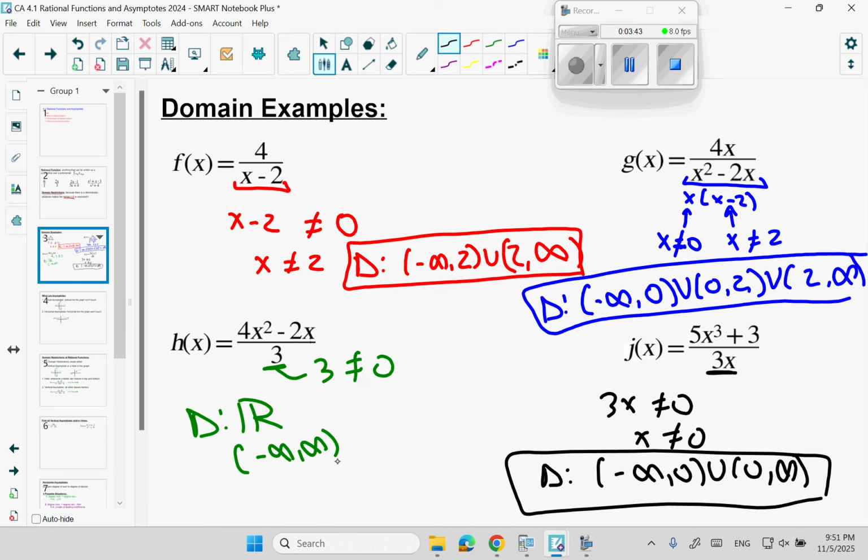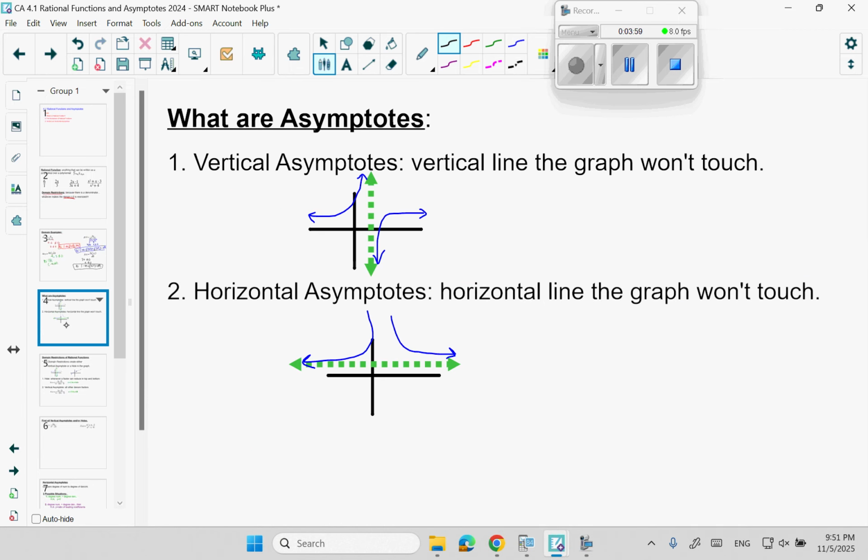Now, what happens at those points that we're talking about, in this case 2 for that first equation, 0 as well as 2 for this one? This one didn't have anything, but this one at 0 as well. Well, depending on what's going on, we could have an asymptote. An asymptote is a vertical or horizontal line that the graph won't touch. It'll get infinitely close, but never quite get there, and it'll sort of level off.